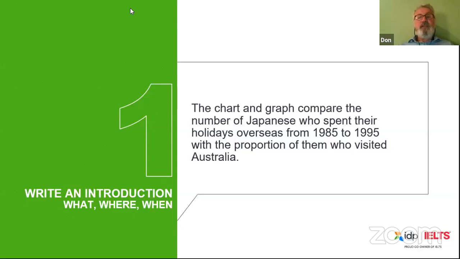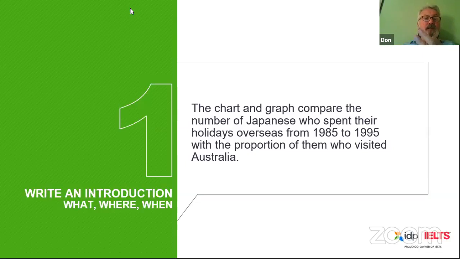It says Japanese who spent their holidays overseas. It doesn't use the word percentage. It talks about the proportion of them who visited Australia. It is giving the same information that we gave in the task, but expressing it in other words. This tells the examiner that this person has a good lexical resource.